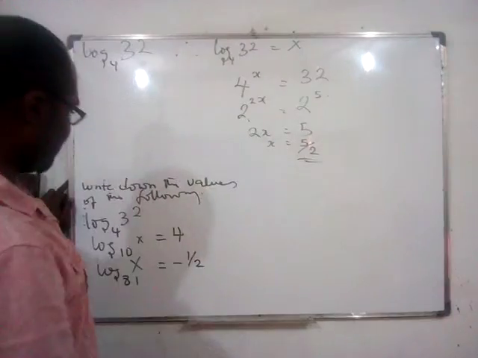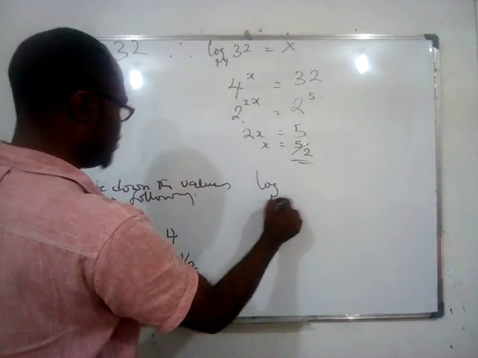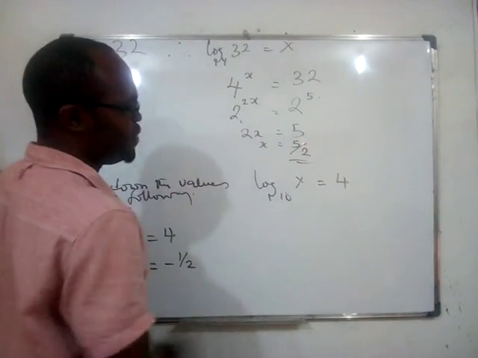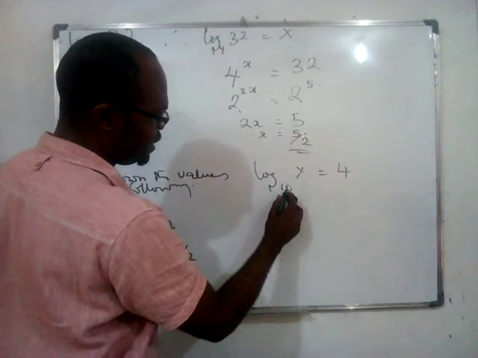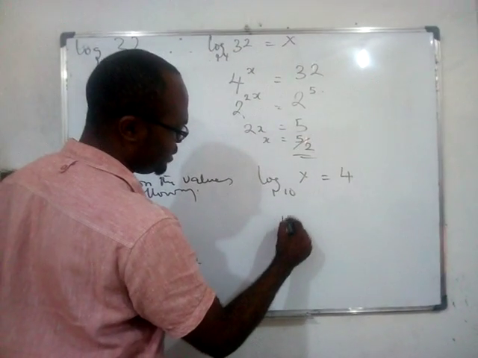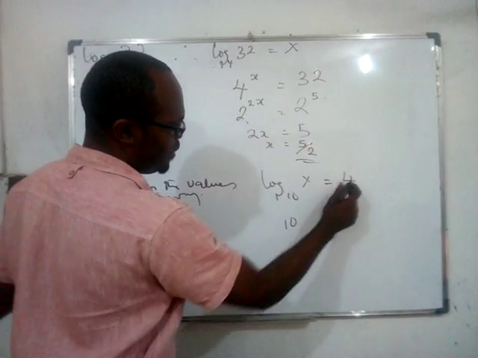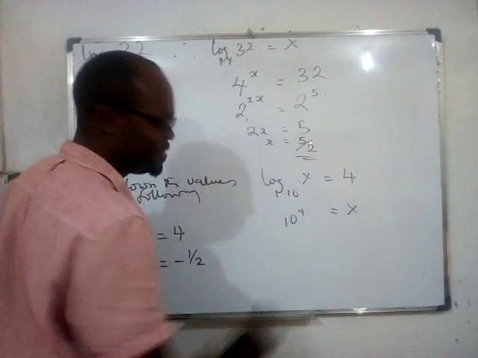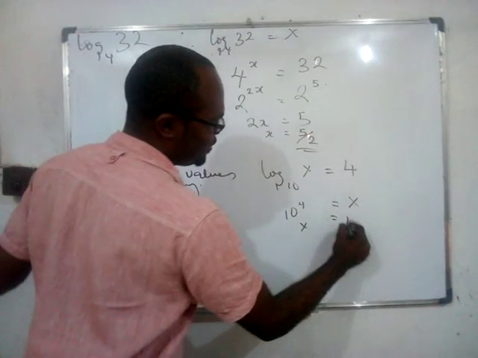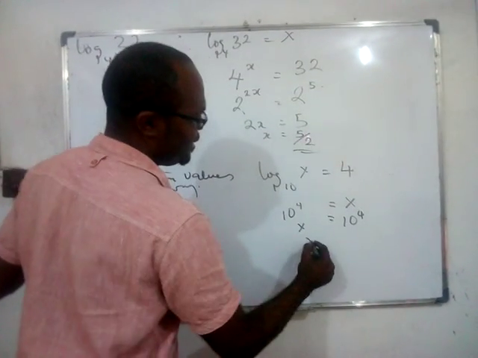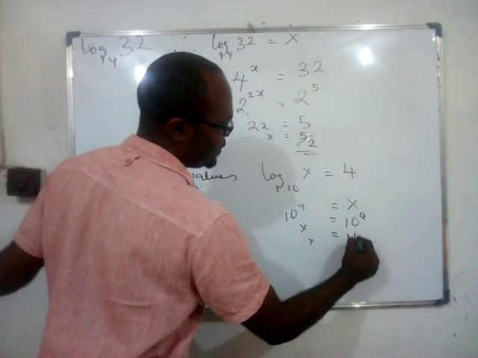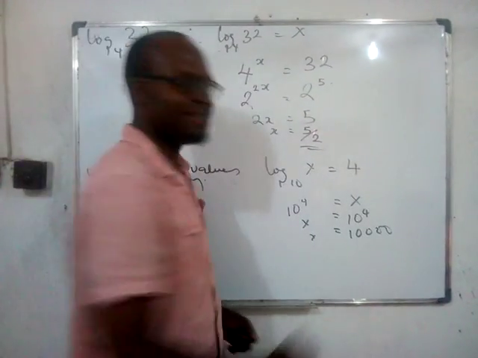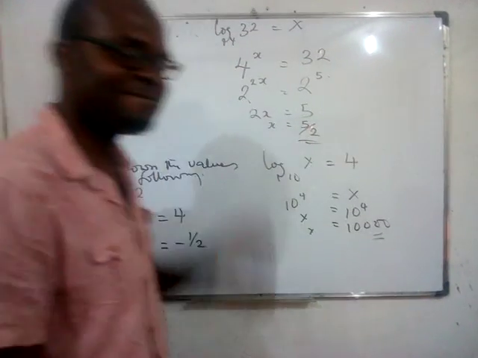So the second one says what? Log 10x equal to what? 4. So how do we rewrite this? We can say that the base, which is what? 10, is it not? To power what? 4 is equal to what? X, is it not? So we can simply say that x is equal to 10 to power what? 4, and x is equal to what? 10 to power 4 is what? Is it not? 10,000. So this is the final answer.